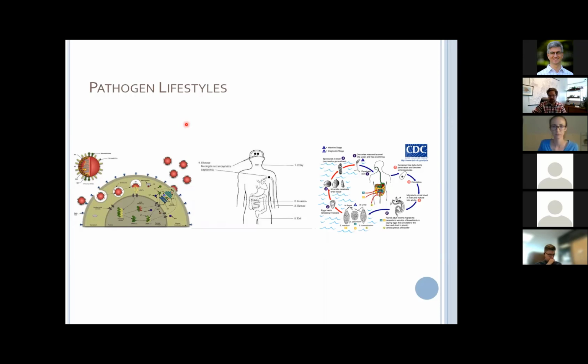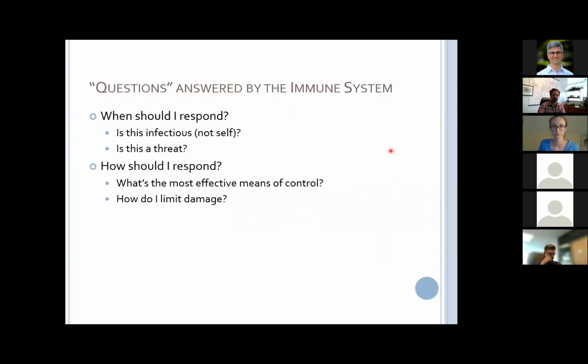And that's the result of evolution driving effector mechanisms and sensing mechanisms that realize the scale of the threat. And it will respond often much more slowly and methodically to an infection that is less of an immediate threat and requires maybe a more sophisticated response. And so the questions that the immune system has to answer are, is what I'm actually facing a threat? Is it infectious? Is it not self? And even if it's not self, is it infectious not self?